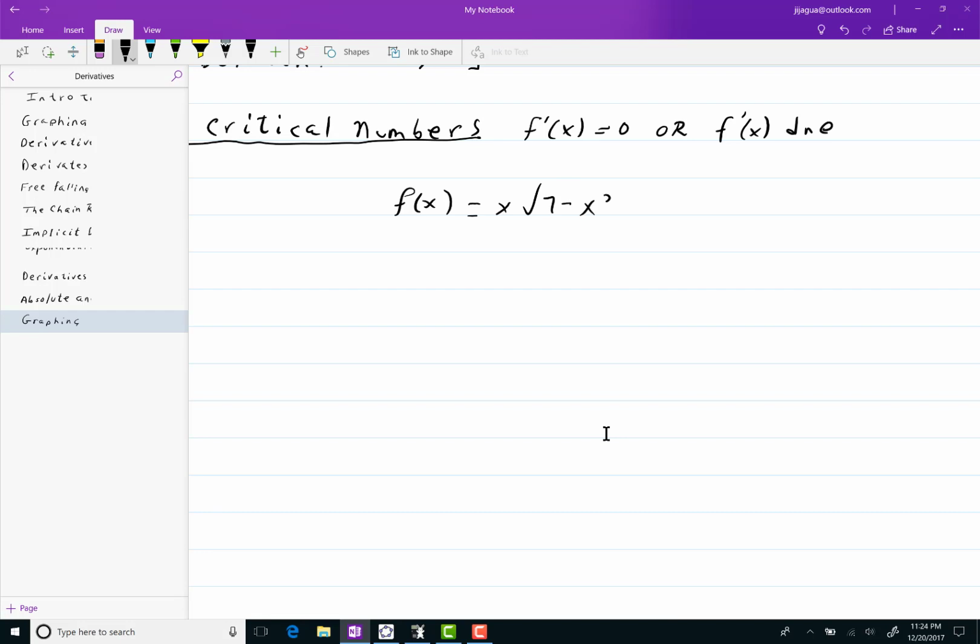So let's start with the function and take its derivative. Use the product rule. F prime of x is going to equal 1 times the square root of 7 minus x squared, plus, now leave x alone, times the derivative of a square root, which is 1 over 2 square root. And I'll put my insides in. But the chain rule says I have to take the derivative of 7 minus x squared. So let me do that now.